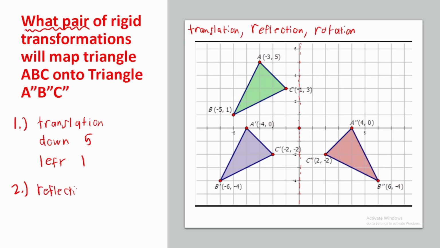So we are reflecting over my y-axis. Awesome. And those are our 2 transformations here. Those are the rigid transformations that will get A, B, C onto A double prime, B double prime, C double prime. Awesome. Next up, it says the figure shows rectangle PQRS in the first quadrant of the coordinate plane.